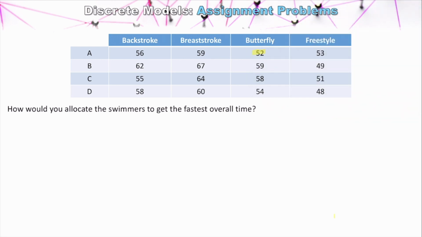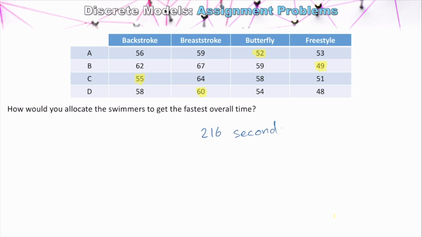And if you spend some time, you'll probably end up realizing that this here would be the best allocation for the swimmers. It would give us an overall time of about 216. I'm assuming this is seconds here. So it would give us a fastest overall time of about 216 seconds.